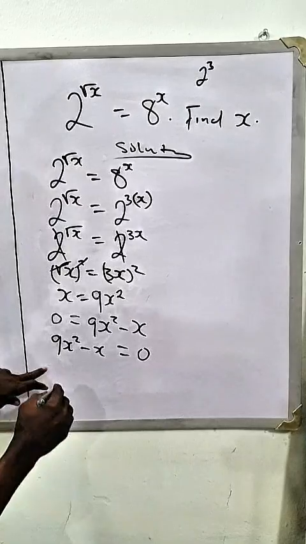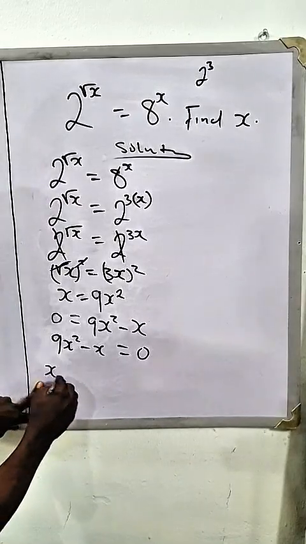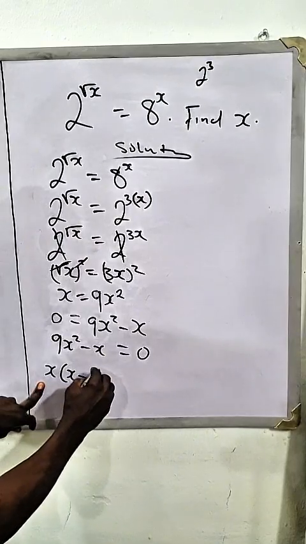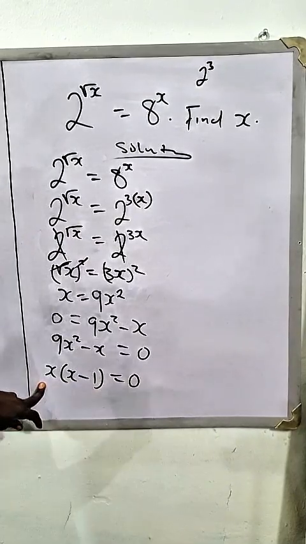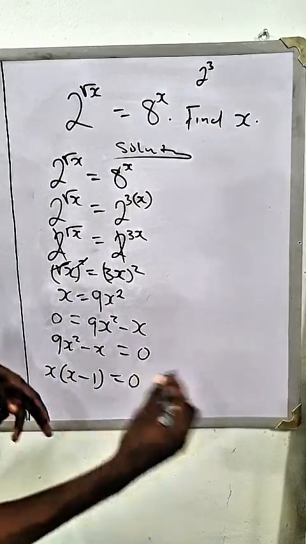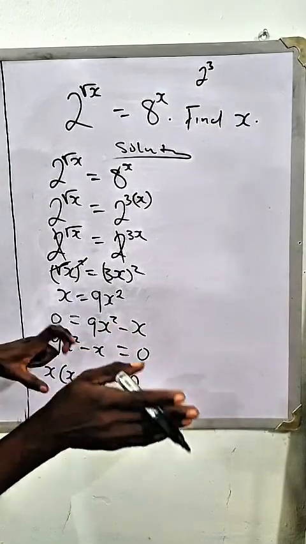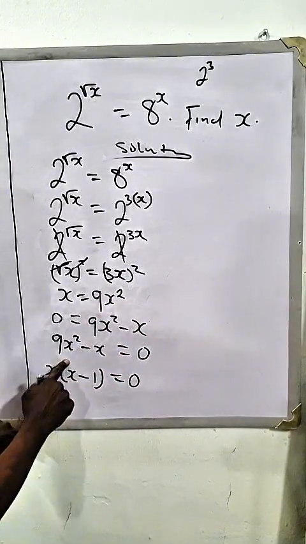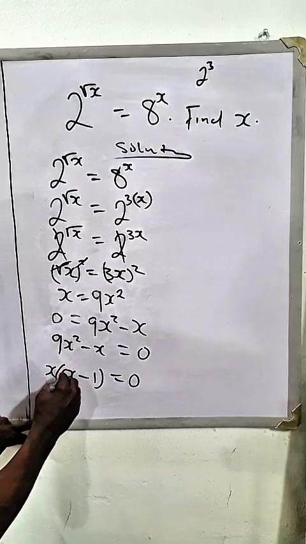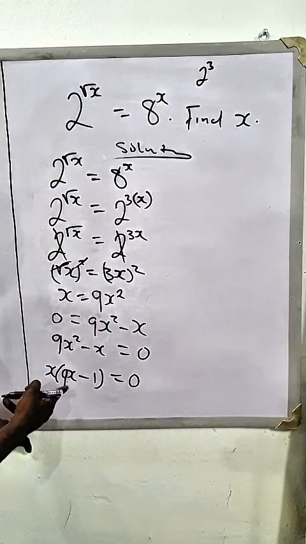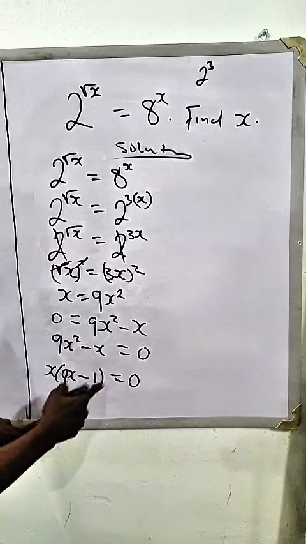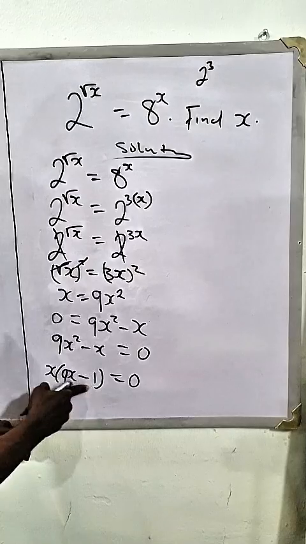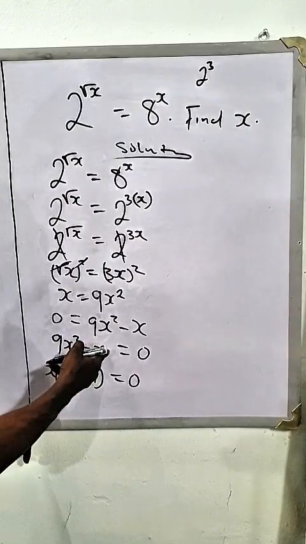Okay, now let's factorize. I'm going to have x, open bracket, 9x minus 1 is equal to 0. Are you confused? Look, after factorizing, to be sure that you got it, try to expand. Sorry, this here should be 9 rather. So x, open bracket, 9x minus 1 equal to 0. x times 9x will give us 9x squared. Minus x times 1 will give us x. So we are correct.